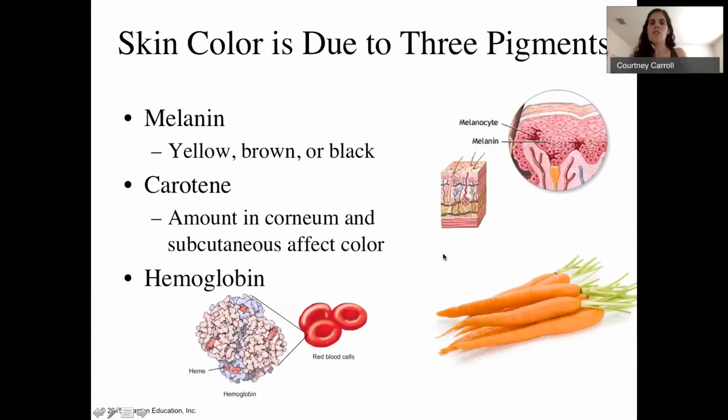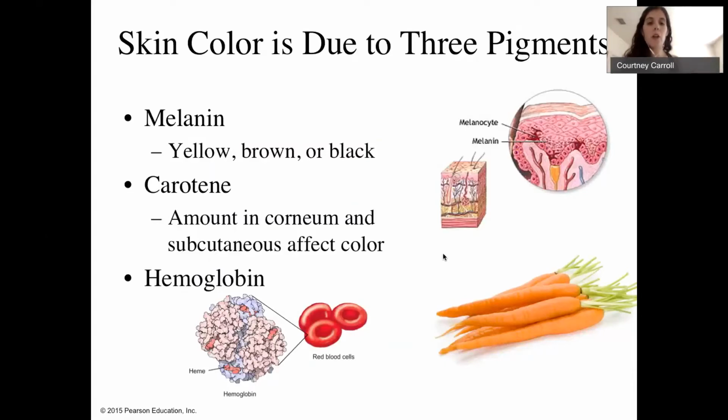Our skin color is determined by 3 pigments. The first major pigment is melanin, and there are a whole bunch of different types of melanin that are encoded by different genes that can give your skin yellow or brown or black undertones. Your skin color can also be affected by keratin, which is a protein or is a pigment that is in our corneum, and you get this from eating a lot of carrots, for example. It can give it a more orangey color.